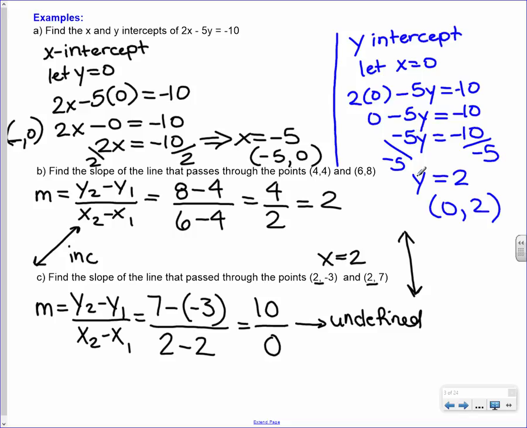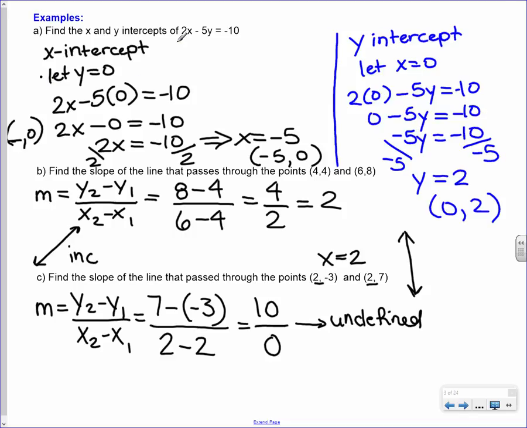All right, find the x and the y intercepts of 2x minus 5y equals 10. Okay, so this would be considered in standard form right now because it's got the x's and the y's together and it has the number over here on the right. So if we want to find the x-intercept, we're going to let y equal 0. So that's what we're always going to do when we find the x-intercept. We're going to let y equal 0.